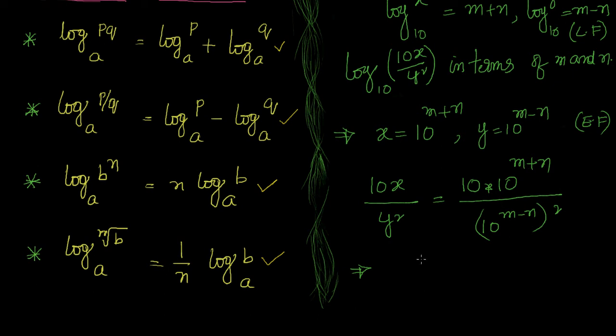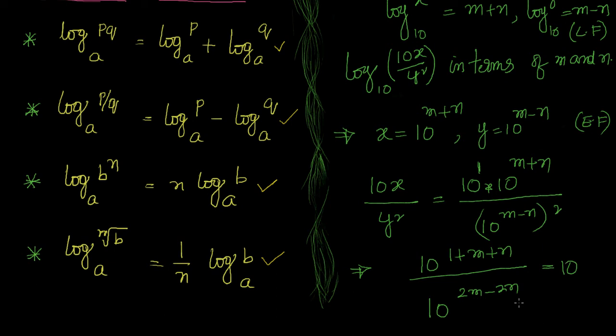Let me try to simplify this. Now a power x into a power y is a power x plus y. So this becomes 10 to the power of 1 plus m plus n by 10 to the power of, a power x whole square is a power 2x, right? So this becomes 2m minus 2n.